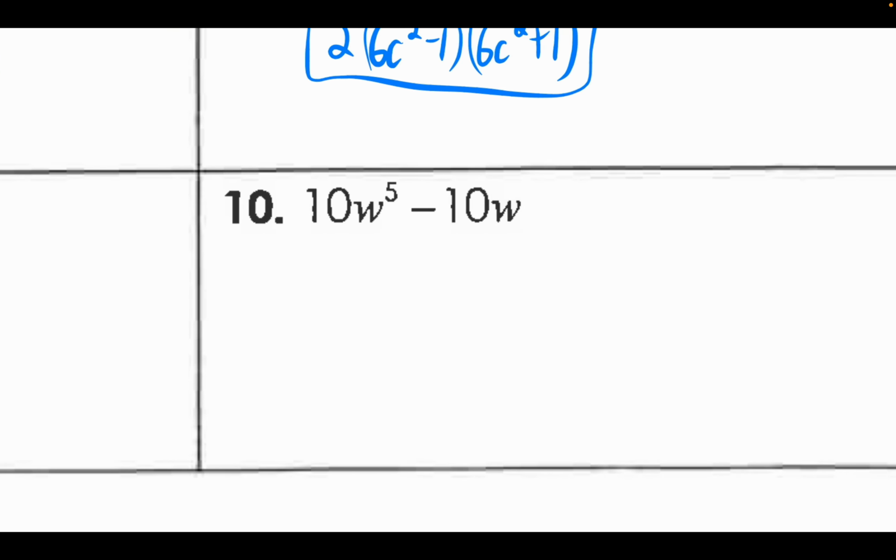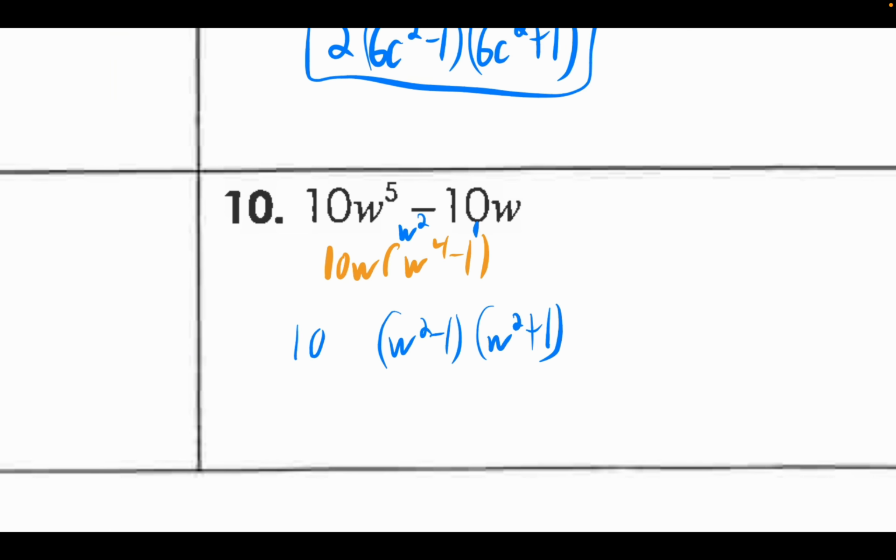Number 10 here, lots of 10s on this problem. So I have to factor out first, and what I'm factoring out is 10w. So I'm left with w to the fourth minus 1, which is a difference of two squares. So w squared times w squared is w to the fourth when you add the exponents, and 1 times 1 is 1. So we have w squared minus 1, w squared plus 1, and 10w.